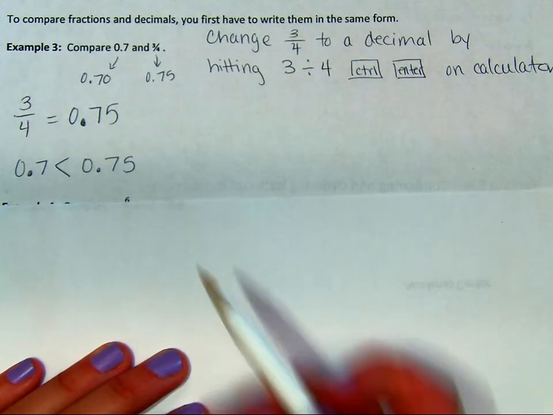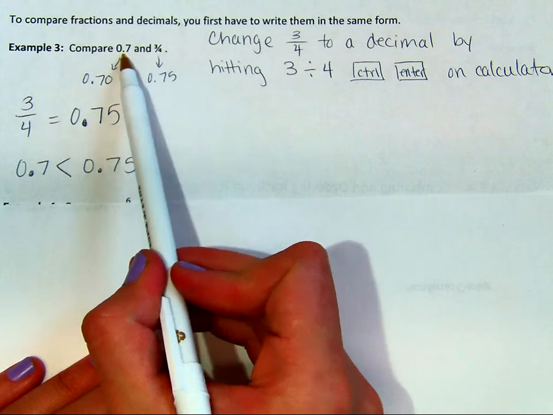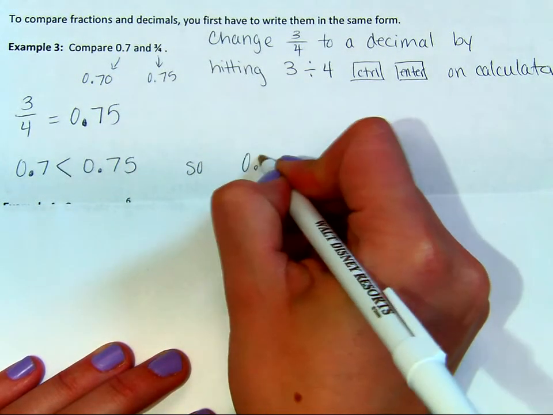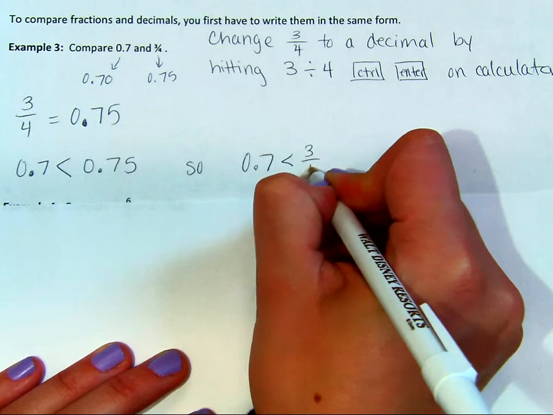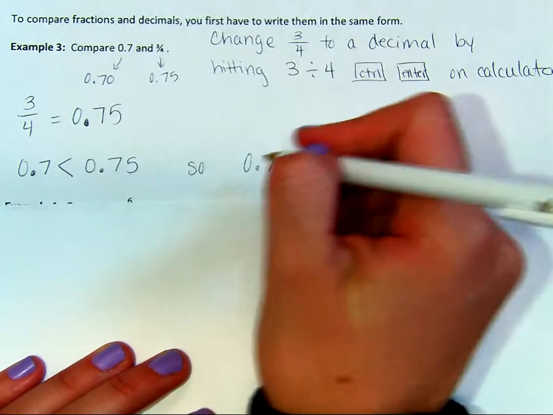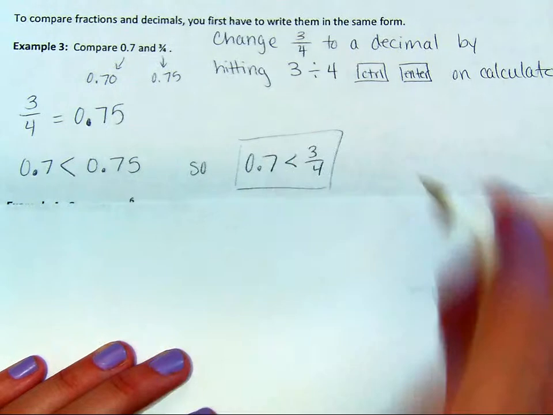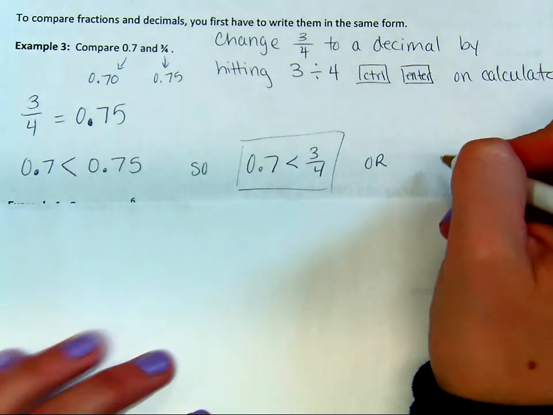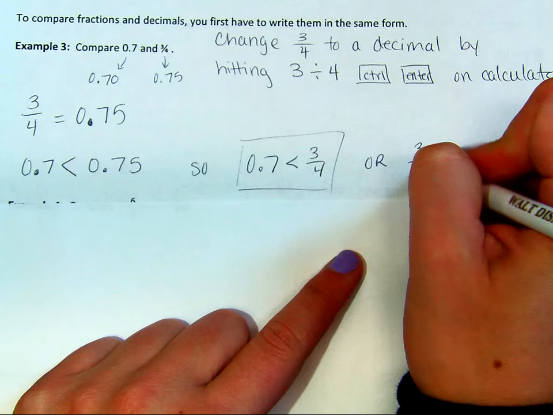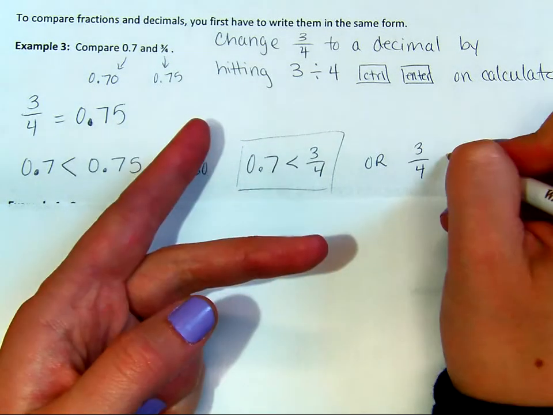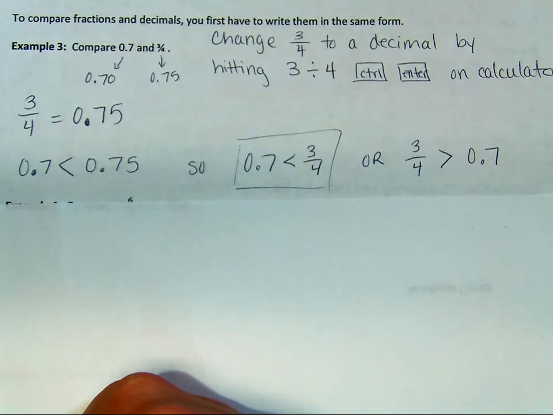But that's not actually what the question was asking. I was supposed to compare these two numbers. So that means 0.7 is less than 3/4, since 0.75 and 3/4 are equal. There is my comparison. And just like the previous example, I could write this with them flipped around, if I wrote 3/4 first instead, as long as I flipped my sign, those mean the same thing.